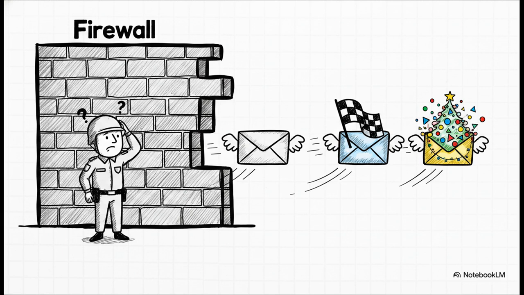The null scan sends a packet with 0 flags set. The FIN scan sends a finish command without ever actually starting a connection. And the incredibly named Xmas scan lights the packet up like a Christmas tree, sending FIN, PSH, and URG flags all at once. Because these don't match the standard rules for initiating a connection, a confused firewall will often just let this strange traffic slip right on through.